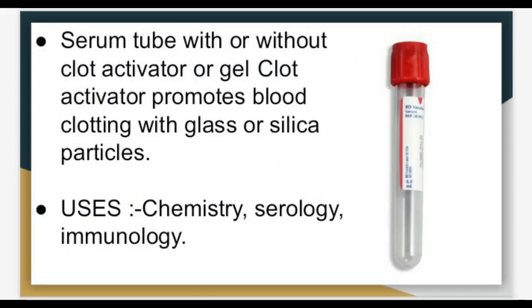This is the next one in the first category, that is the red top Vacutainer, which is a serum tube with or without the clot activator or the gel activator. It promotes blood clotting with glass or silica particles. It is mainly used in the chemistry, serology, and the immunology laboratories.